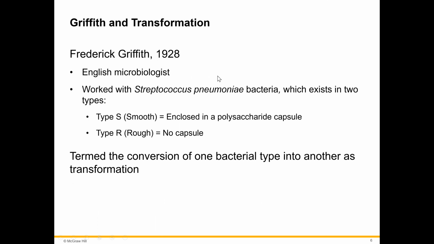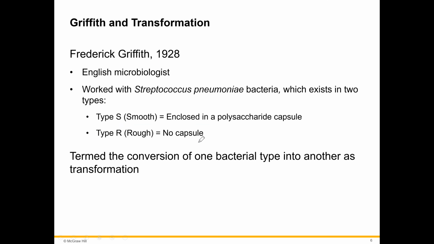Next, Frederick Griffith, an English microbiologist, worked with Streptococcus pneumonia bacteria, which exist in two types. Let's pay attention because this is very important. He was working with the bacteria that cause pneumonia, and he discovered that there are two types. Type S stands for smooth, which is enclosed in a polysaccharide capsule. It's just morphology, the structure is different. And type R, where R stands for rough, has no capsule.